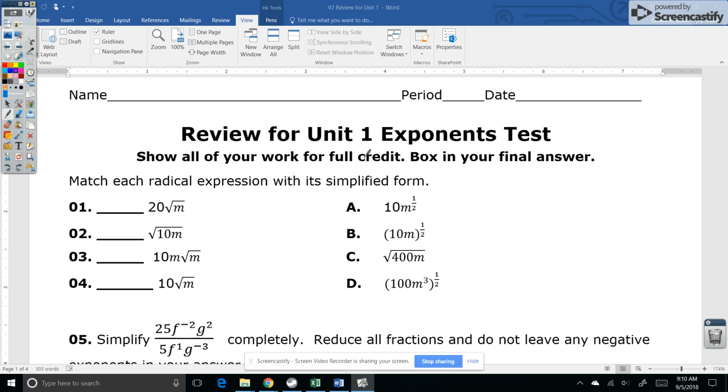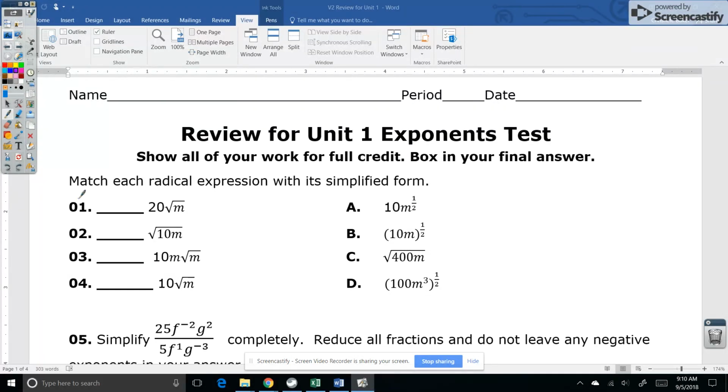Hi everybody, this is the review for the Unit 1 Exponents test. The directions say to show all of your work for full credit and to box in your final answer. These same directions are going to be on your test, so make sure you're watching how I'm writing and showing my final answers so you do the same on your test.